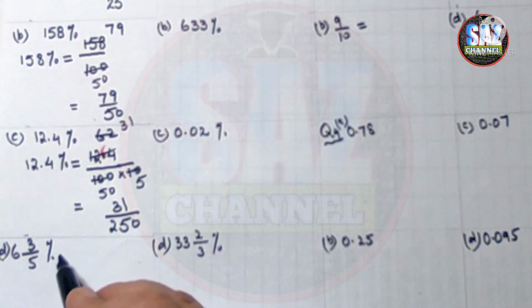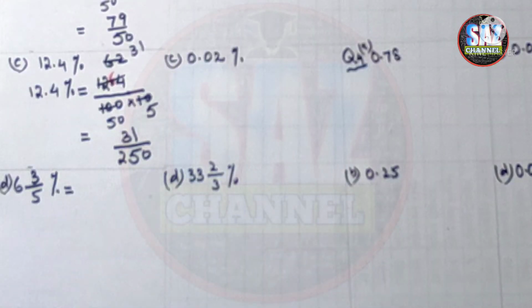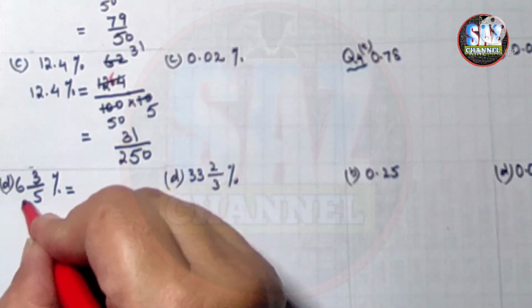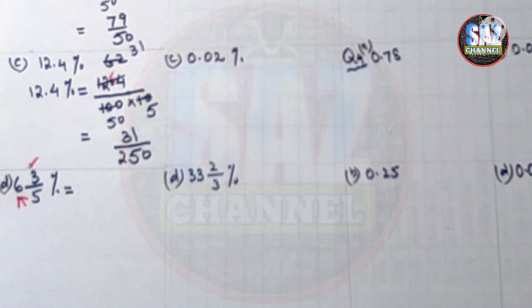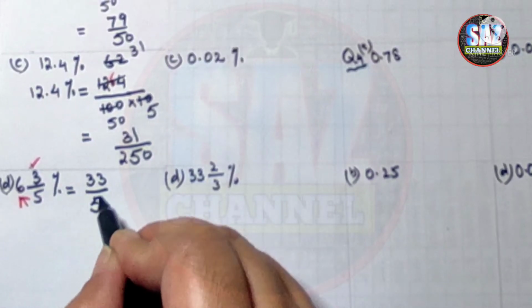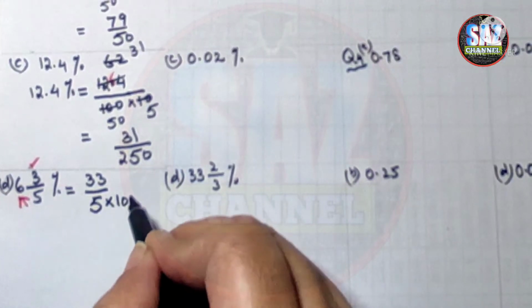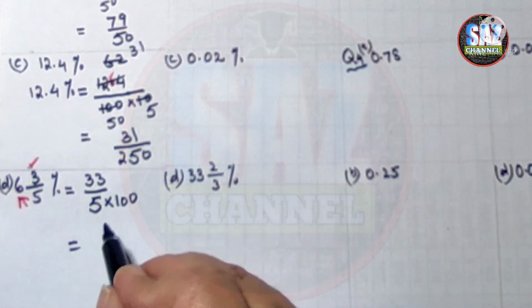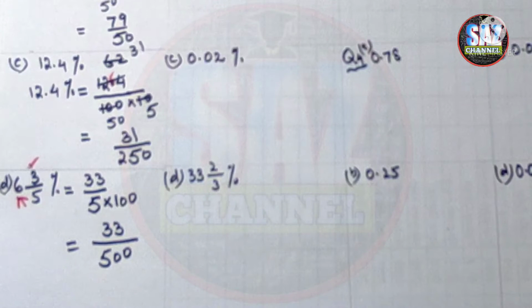Moving to the next part, that is 6 whole 3 by 5%. First, turn this mixed number into improper fraction, and this will become 6 5s are 30 plus 3, 33 by 5. Then I have to remove this percentage sign as well. So this will become 33 by 500. And we can see that one is even and one is odd. We cannot simplify it more, so we will be leaving this question as it is.